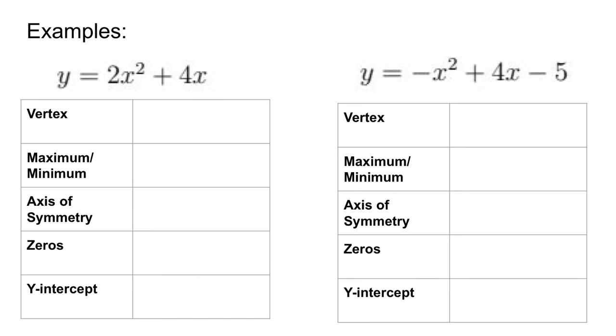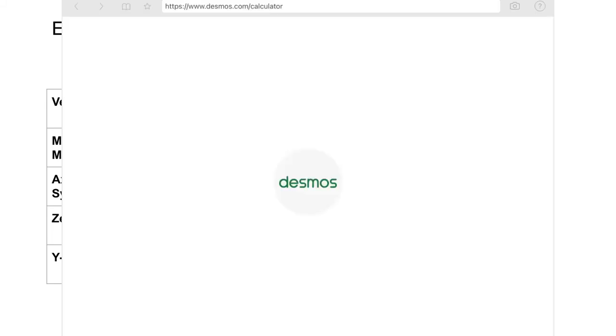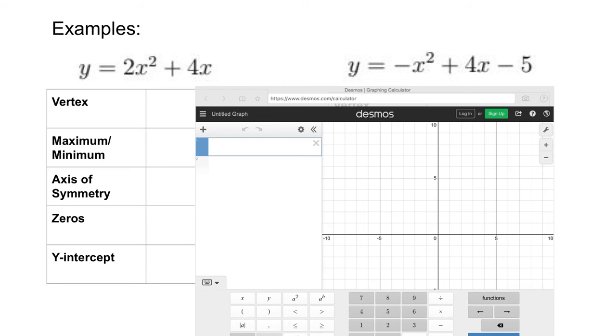So now we've got some that we don't have a graph for. So we're going to have to put these in Desmos to be able to see what the graph looks like and still identify this information from it. So I'm going to grab Desmos real quick. And I'm going to put this first one in, 2x squared plus 4x.